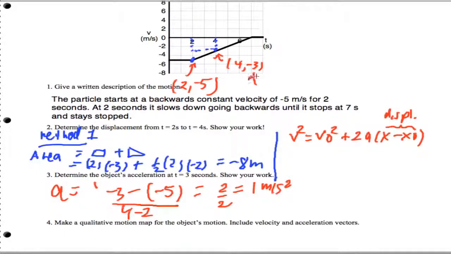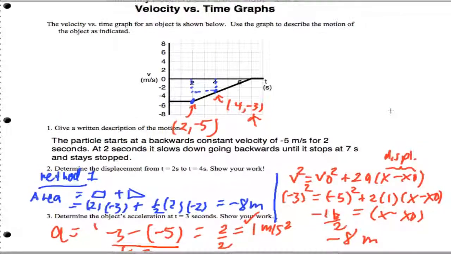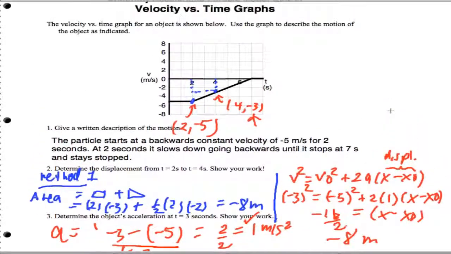So my final velocity is going to be -3 squared. My initial velocity, -5, and I square that, plus 2 times 1, which I got from here, times x minus x naught. When I simplify this, I'm going to end up getting -16 over 2 as my displacement. And so I end up getting -8 meters as my displacement. So that's the solution to worksheet number 4. Again, we're not going to be doing motion maps on this exam, so I hope that's helpful.